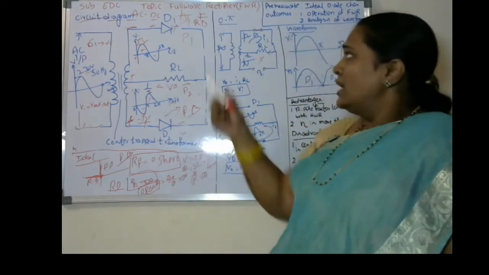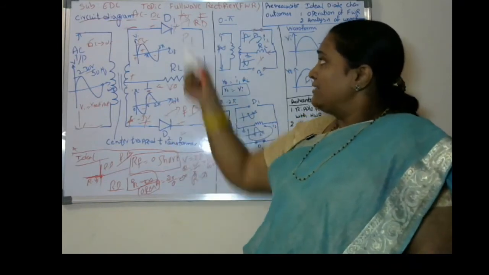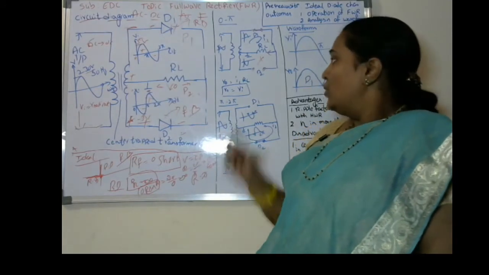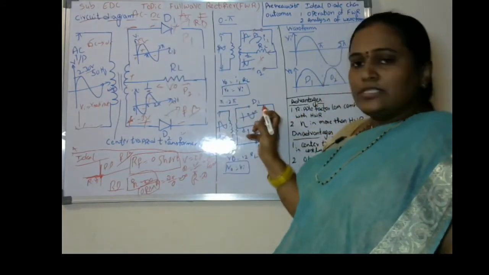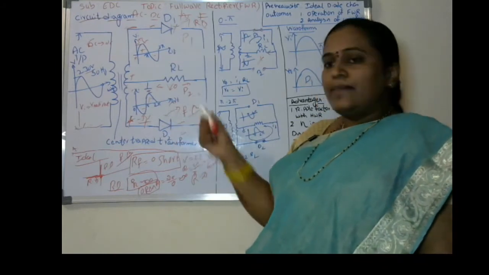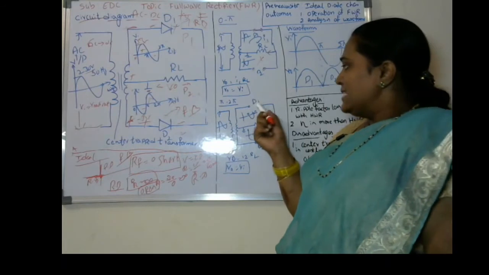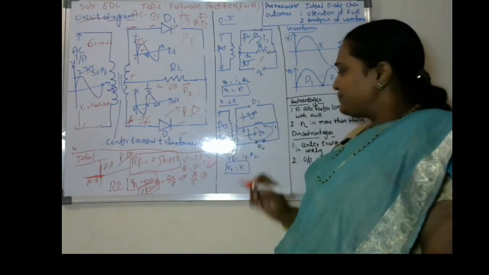So from this, D1 has been reverse biased and D2 has been forward biased. We know that whenever it is reverse biased, it acts like an open circuit, and whenever it is forward biased, it acts like a short circuit. So in the D1 case it is open and in the D2 case it is shorted.